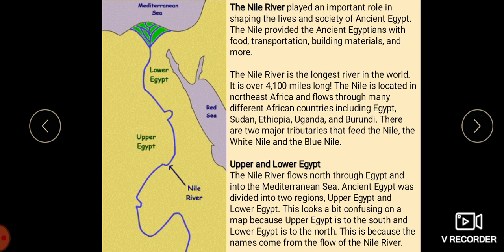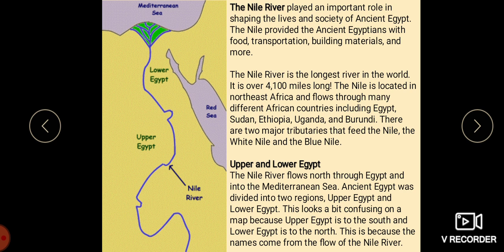Next, we will move on to the Nile River. The Nile River played a very important role in shaping the lives of the society of ancient Egypt. This is the river Nile, children, this line. The Nile River provided ancient Egypt with food, transportation, building materials, and more. The Nile is the longest river in the world, over 4,100 miles long.